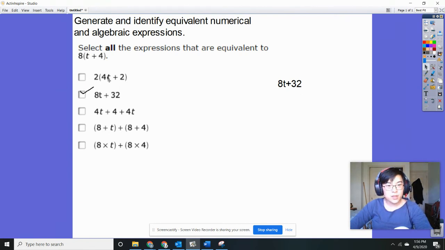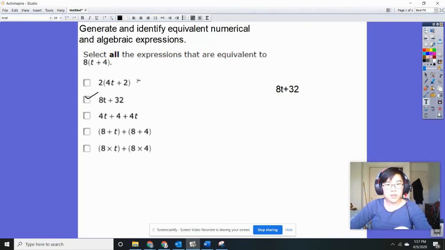This one, well, I got 8t because 2 times 4t is 8t, then 2 times 2, which is 4. Nope, not that one. This one would be equal to 8t plus 4, so that isn't correct. I need 8t plus 32. Now 4t plus 4t: I combine the 4t and the 4t, and the 4 is just there. So this is equal to 8t plus 4 again, so it's not that one.